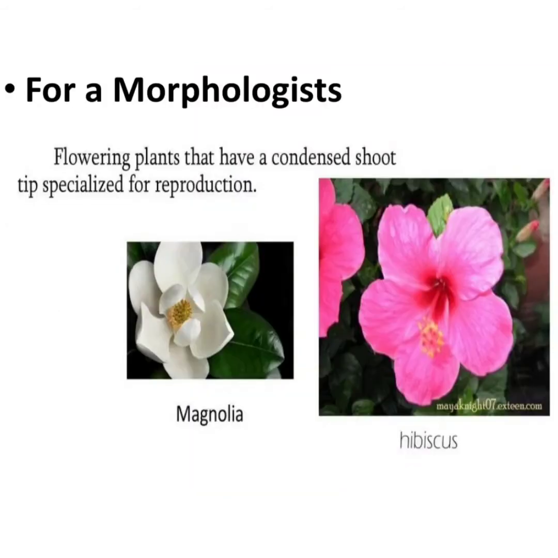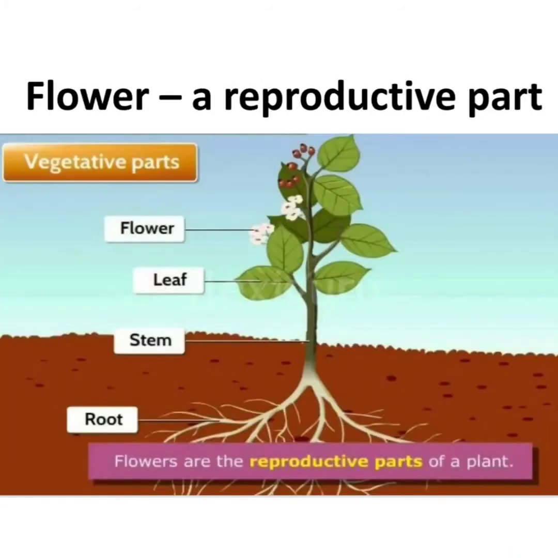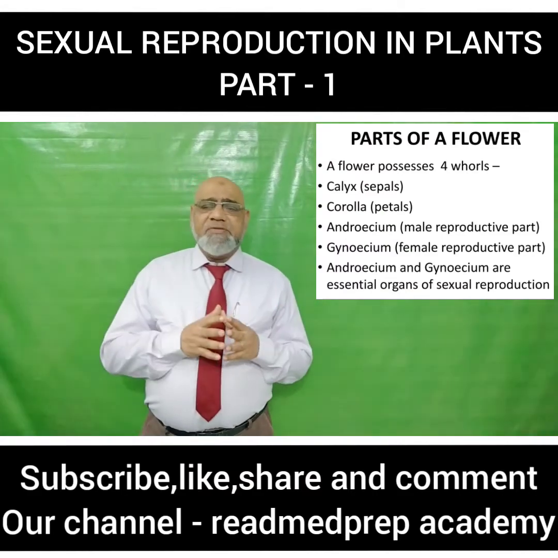For morphologists, the flower is a condensed tip of the shoot, which is responsible for the specialized function of reproduction. Here you can see in this image, the vegetative parts are the leaf, stem and root, whereas the flowers are the reproductive parts of a plant. Now, what are the different parts of a flower?